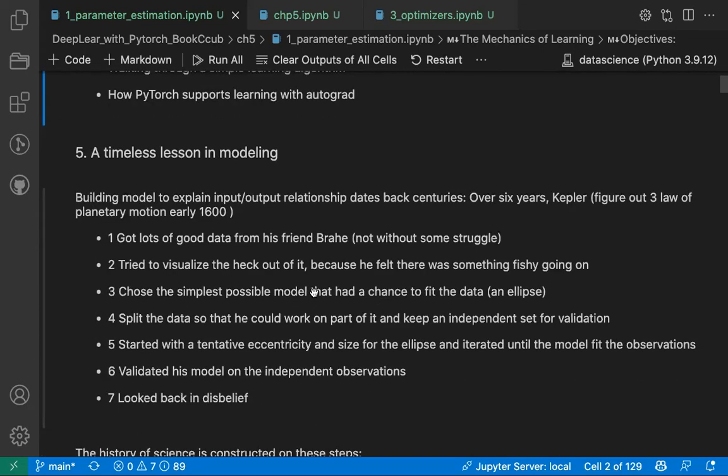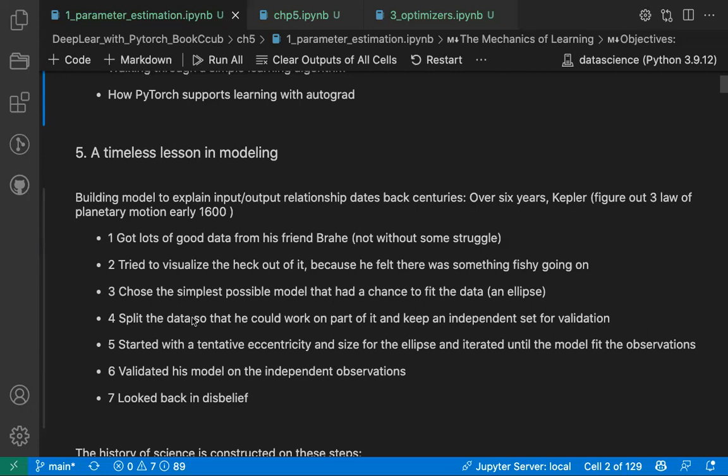This chapter starts with the first thing, which is explaining how modeling works. They call it a timeless lesson in modeling. They gave a history on how Kepler tried to find the laws of motion using some steps, over centuries. What he does is what we are familiar with as the machine learning approach. He got a lot of data and tried to visualize the data. Of course, that is what we do: when you get some data, you try to visualize it to see if there is any relationship that you can model. If there isn't any relationship, then you don't even waste your time trying to model the data.